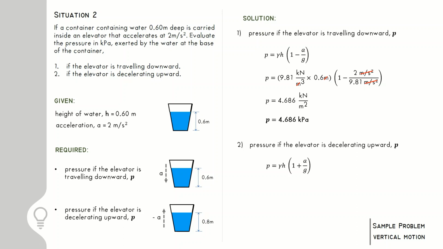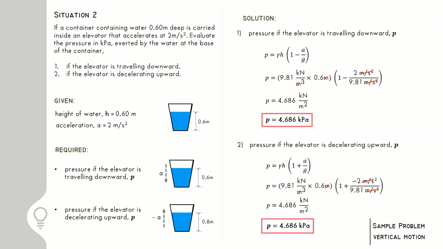However, we have to take note that the elevator is decelerating upward, which means that we have a negative acceleration here. Therefore, we have the pressure at the bottom is equal to 9.81 times 0.6 times 1 plus negative 2 over 9.81. So we have pressure is equal to 4.686 kilopascal also. And these are the final answers for this example.